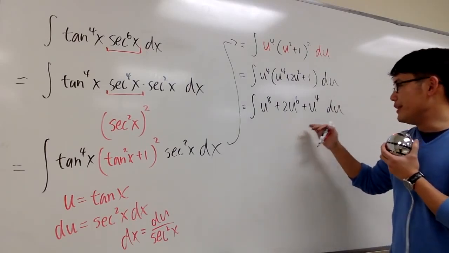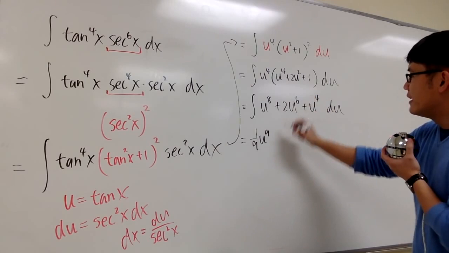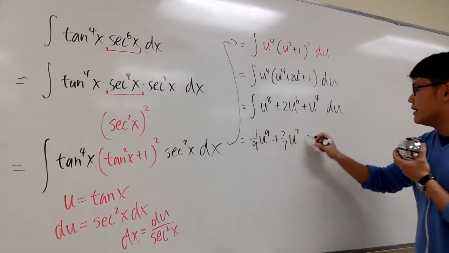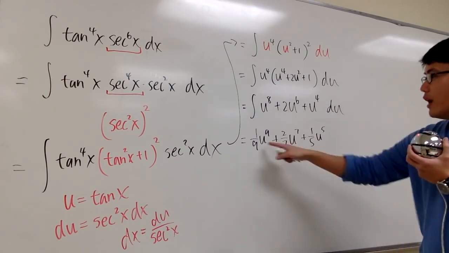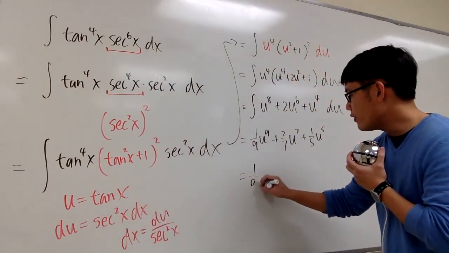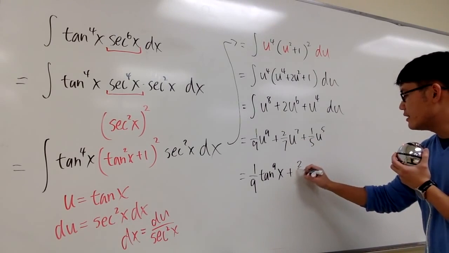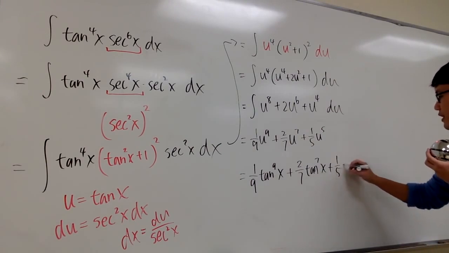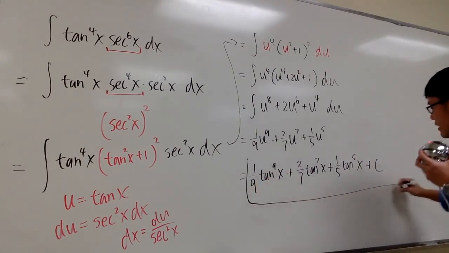And we are finally ready to integrate this. The integral of this is going to be 1 over 9, u to the 9th power. And then this is going to be plus 1, which is 7, divided by 7, we have 2 over 7, u to the 7th power, and this is going to be plus 1 over 5, u to the 5th power, okay? And then the final step is, all the u's are nothing but tangent x. So we have the answer, 1 over 9 tangent to the 9th power x, plus 2 over 7 tangent to the 7th power x, plus 1 over 5 tangent to the 5th power x. And then we are done. So we put plus c and then box the answer and then run away.